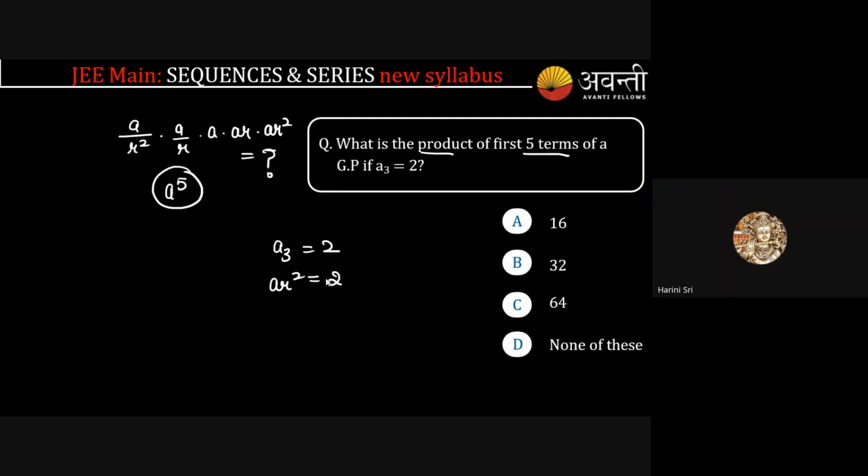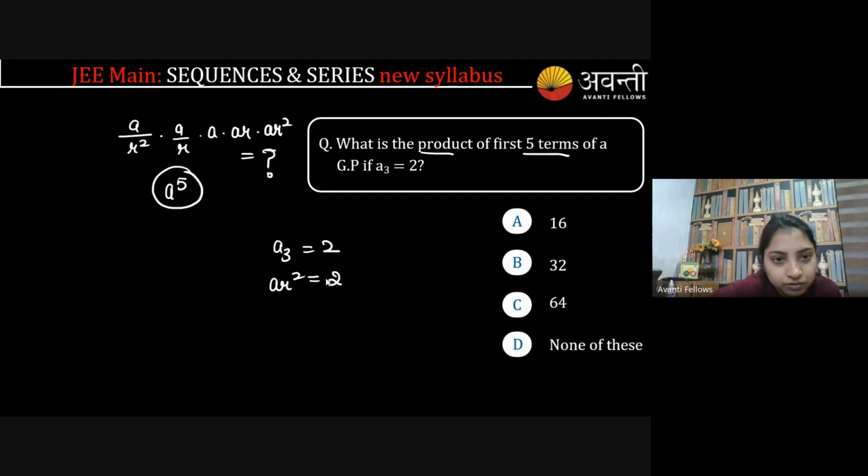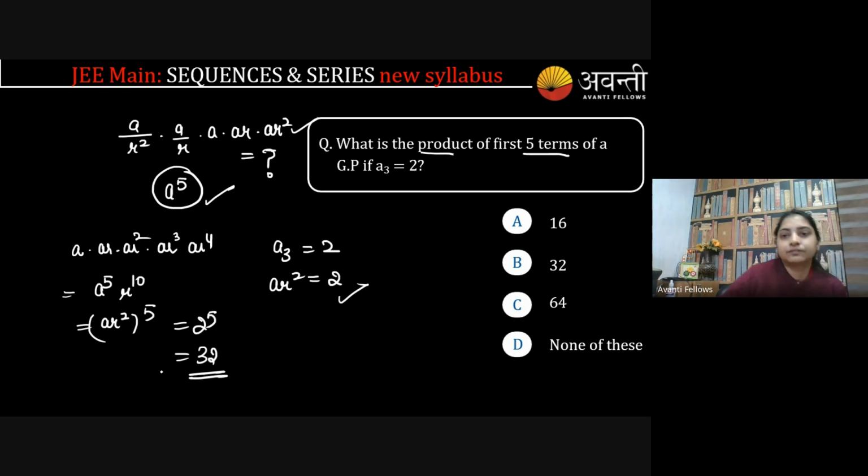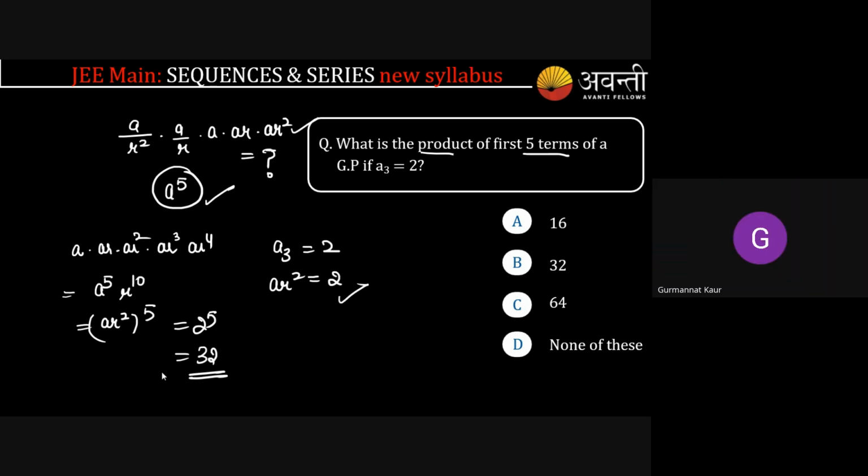Yes, ma'am. Everyone? Okay. So if the question gives me A5 as the product of the first 5 terms and the ratio is not known to me, should this value be feasible, or should I take it as A, AR, AR square, AR cube, AR4? Will that work? And their product is equal to A5 R raised to power 10. It means (AR square) raised to power 5. So the answer should be 2 raised to power 5. It means 32 will be there. Agree? Yes, ma'am.